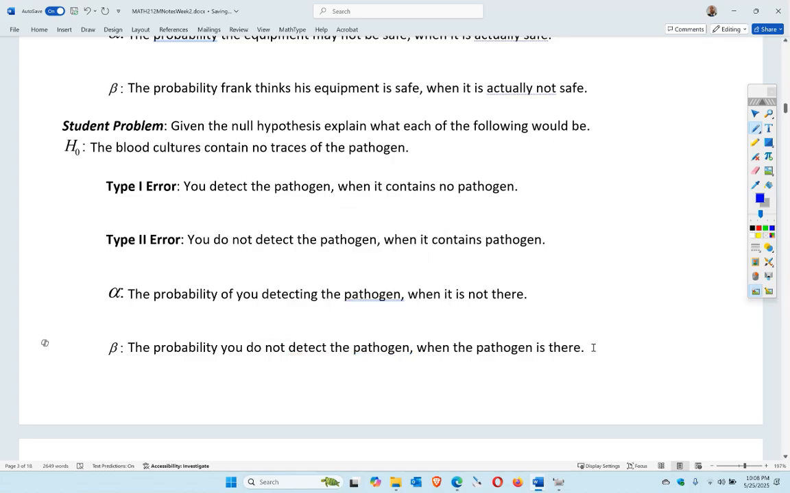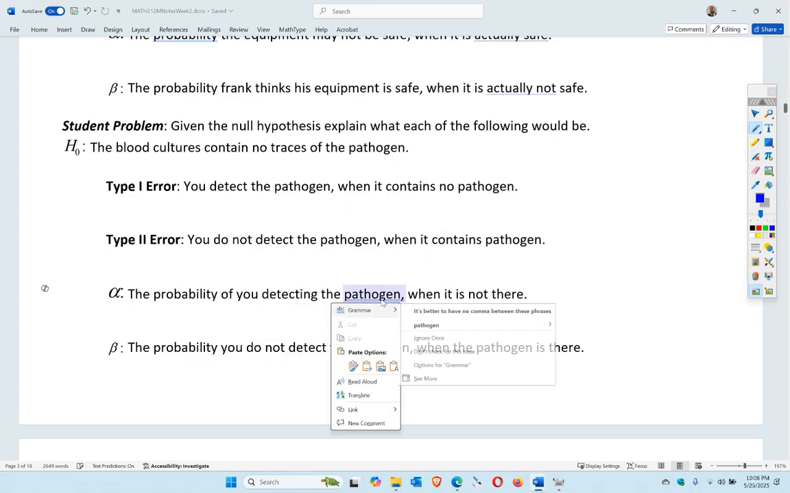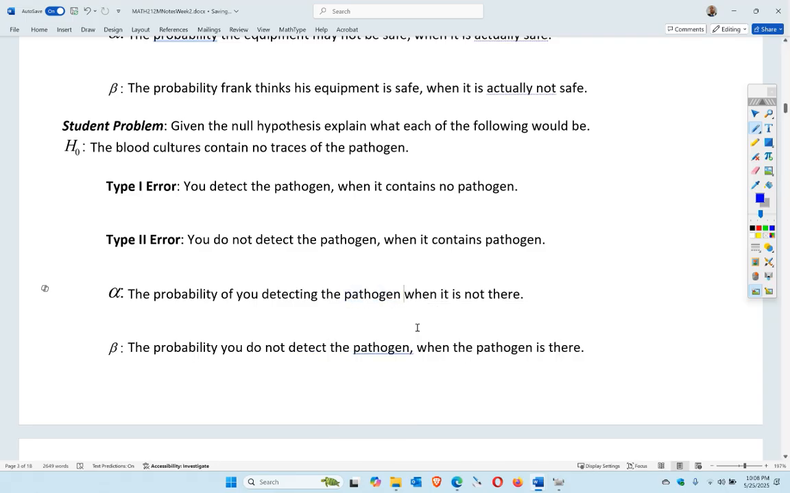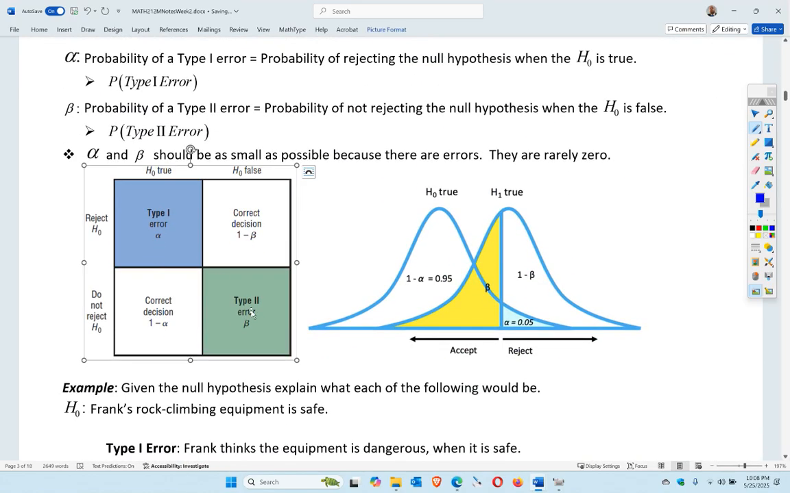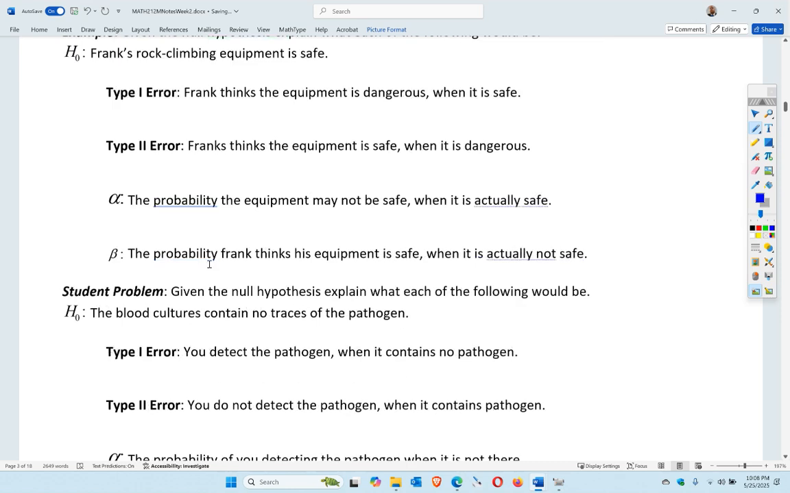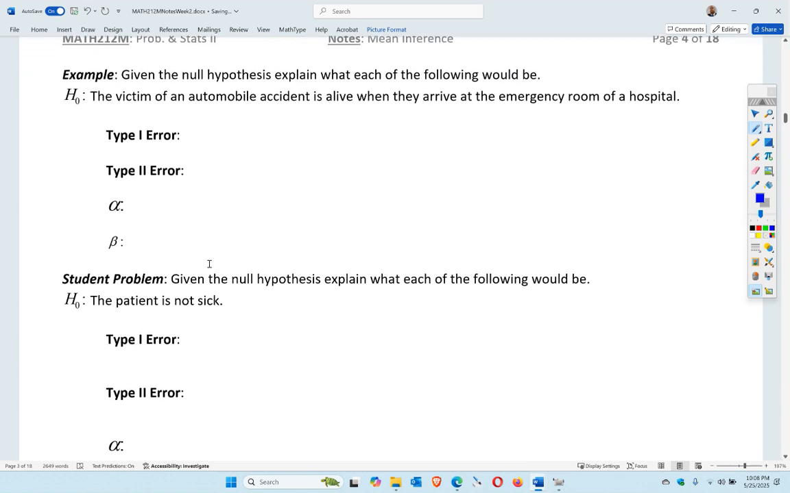Okay. So again, the key being there is these are probabilities, right? Okay. Because again, if we go back to here, you don't want alpha and beta, right? That's bad. That means you have an error, right? False positive, false negative. Okay.